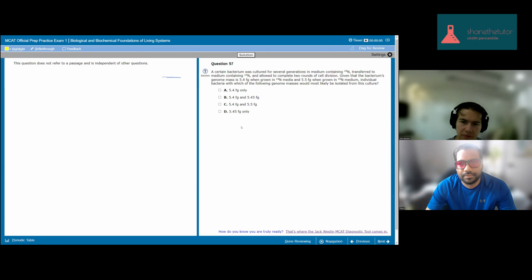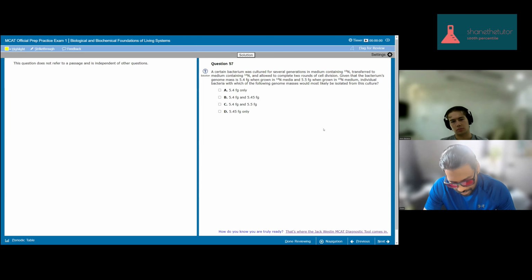Yeah, this one I was a little confused about. A certain bacterium was cultured for several generations in a medium containing 15N, transferred to a medium containing 14N, and allowed to complete 2 rounds of cell division. Given that the bacterium's genome mass is 5.4 when grown in 14N and 5.5 when grown in 15N, which of the following genome masses would be isolated from individual bacteria in this culture? Okay, so what are your thoughts here?